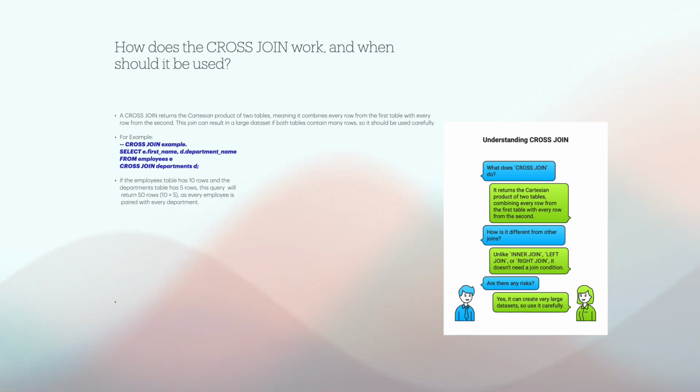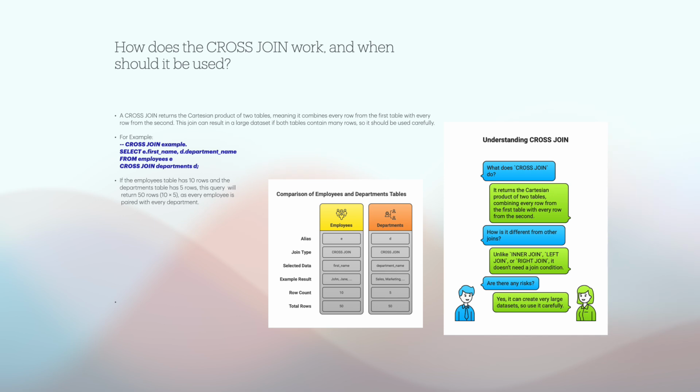So this is about cross join. So we have detailed understanding of the query for cross join here. We have aliases, join type, and we have row count from employee 10, departments 5. So total rows fetched are 50. So that is a Cartesian product.